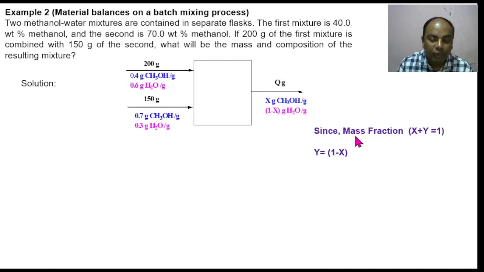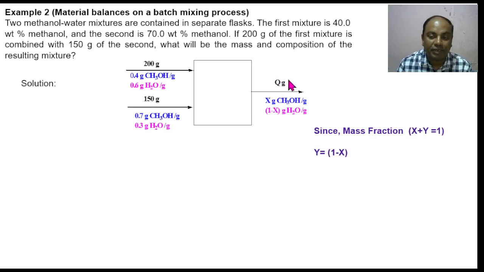We have already learned that a stream may contain many constituents, and when we identify the mass fraction of each constituent in the stream and sum them up, it always comes out equal to 1. Therefore, if the mass fraction of methanol is x, then 1 minus x would be the mass fraction of water present in the resulting mixture.